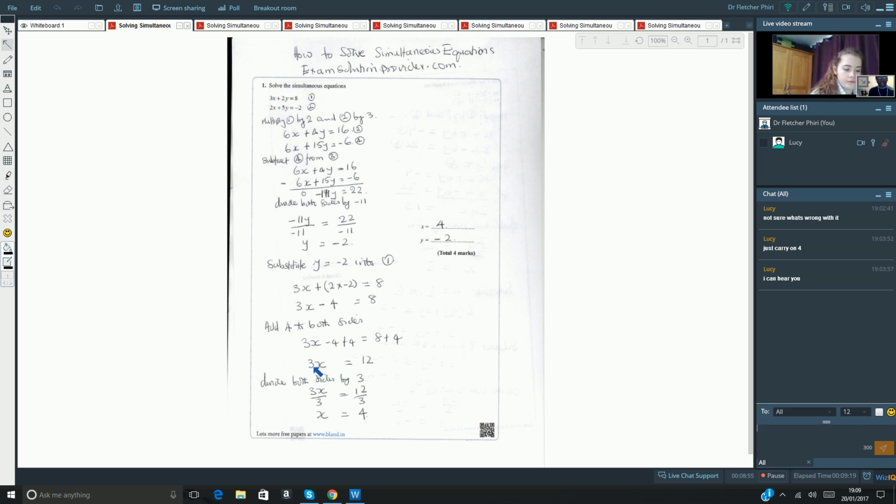Therefore, I need to divide both sides by 3 to get x. So 3x divided by 3 is equal to 12 divided by 3. Therefore, x is equal to 4. Therefore, the answer for this simultaneous equation is x is equal to 4 and y is equal to minus 2.